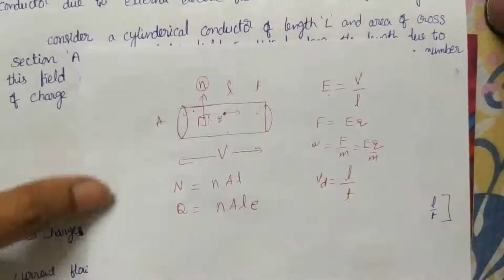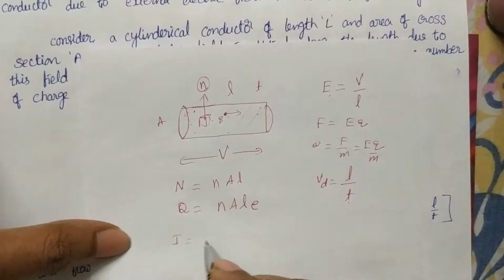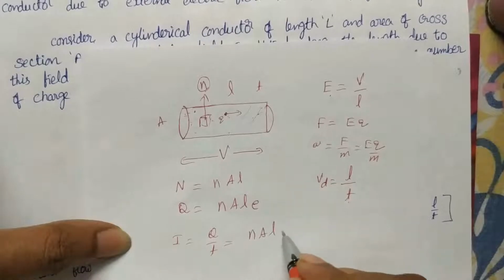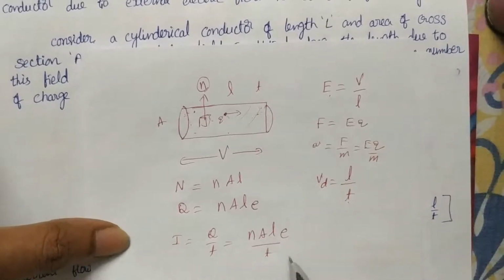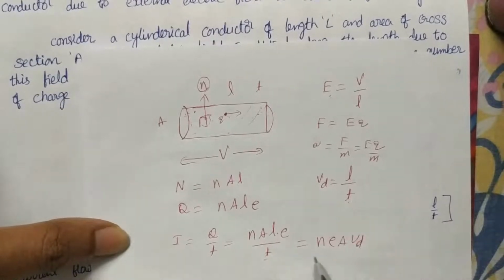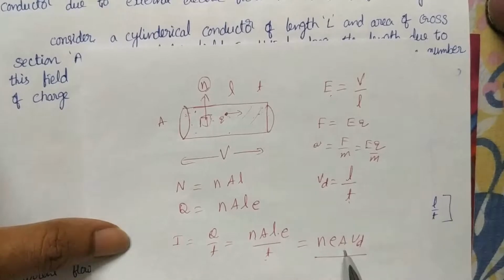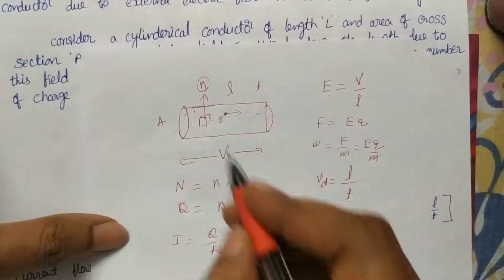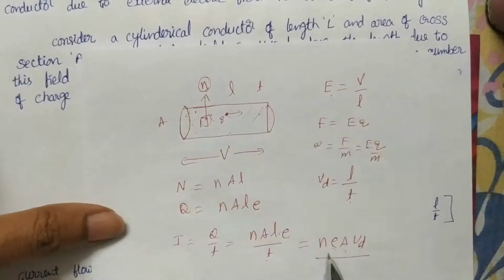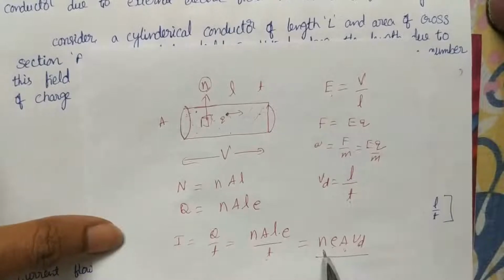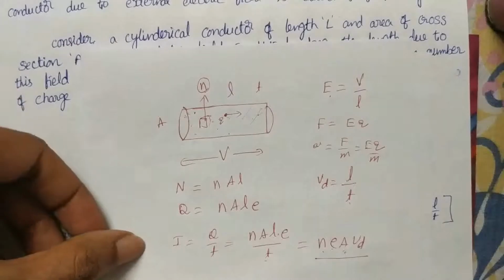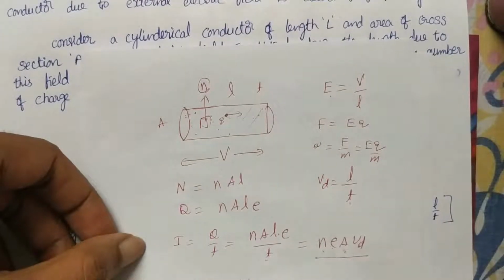Now how to calculate current? Current is equal to charge by time. The charge is the total charge, N A L e, by time t. What is L by t? L by t we can write as the drift velocity v_d. A is the area of cross section of the conductor, and e is the charge of each charge carrier. Here we are taking electrons, that's why we take e, and N is the charge density. Charge density means how many charge particles are there for unit volume. That gives current I equal to N e A v_d.